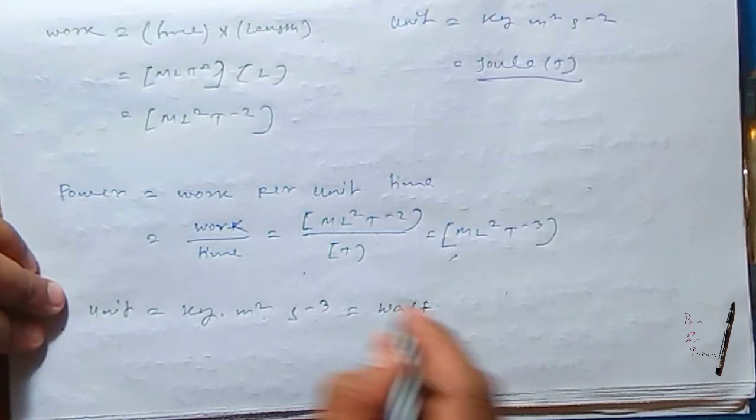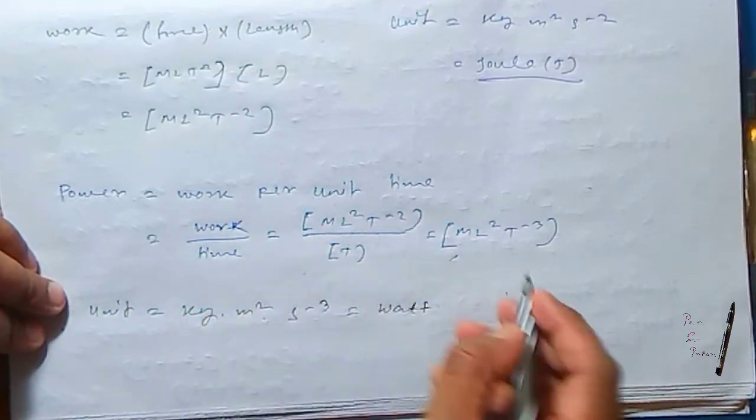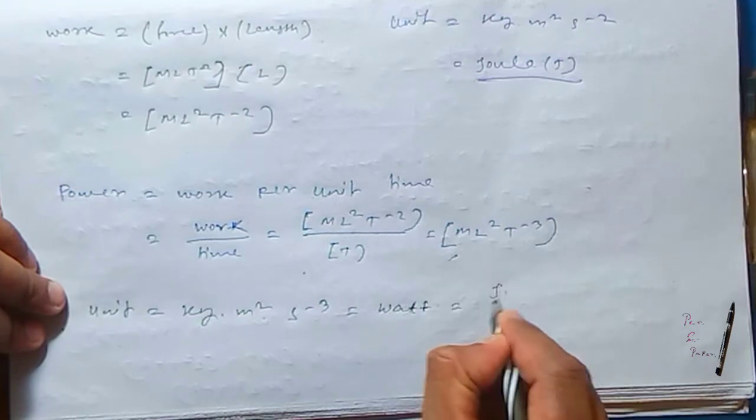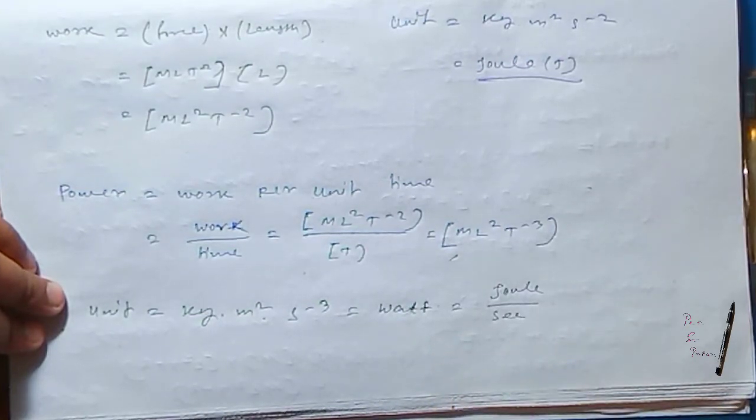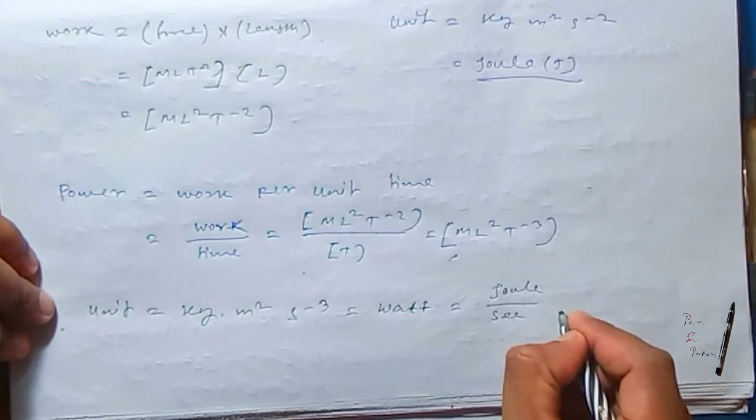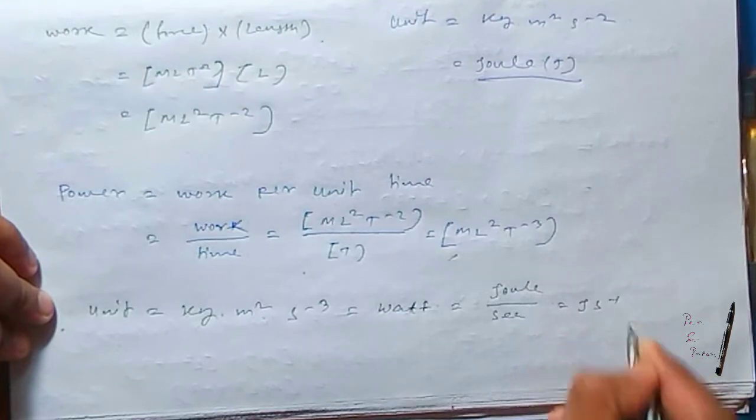Now, watt is also work per unit time. What is the unit of work? Work is joule. Now watt is also expressed as joule per second.